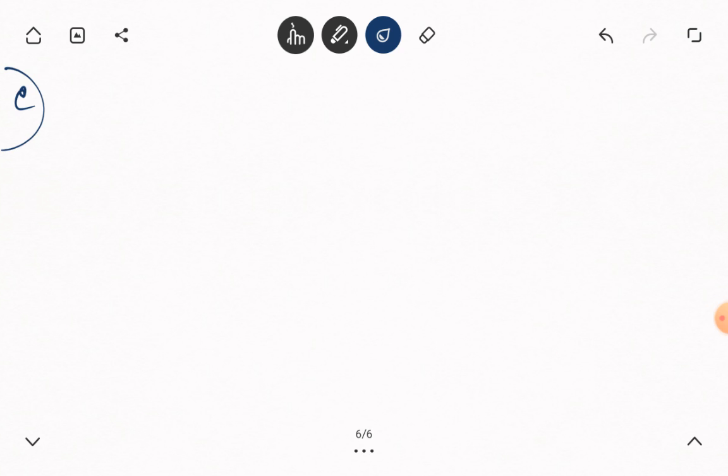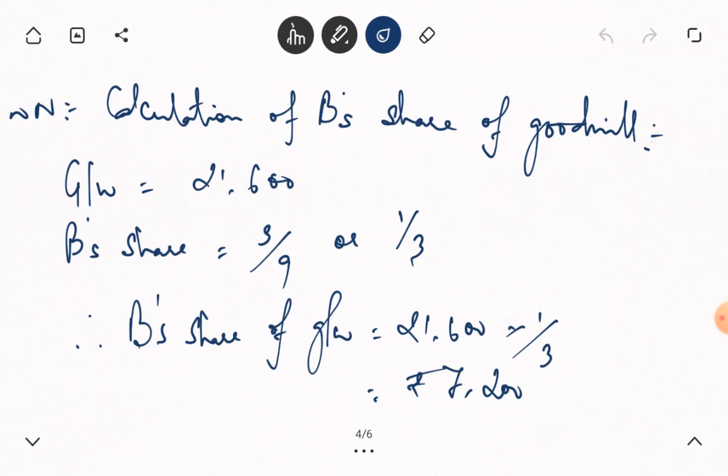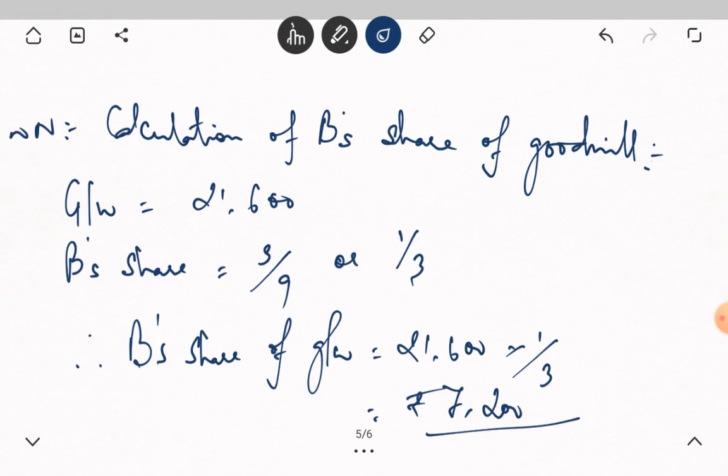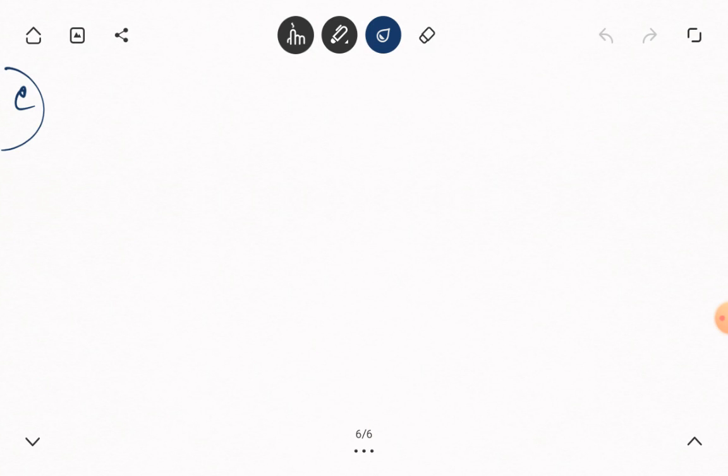When you're only adjusting B's share of goodwill through the accounts of A and C, it means B's goodwill is going to be distributed between A and C. So you've already calculated the amount of goodwill for B, right? You saw the calculation of the goodwill. It was rupees 7,200, and you saw the gaining ratio also, 13 is to 11, which is the amount that they're sharing between A and C.